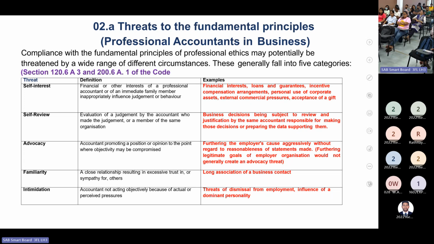Right? And also the next one is familiarity. Very easy, right? So these are very easy. Familiarity, family, right? You have family members, a very close relationship you are in. Right? Because of this close relationship, you are having a threat.